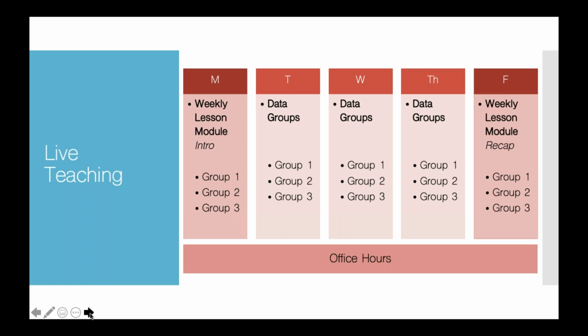Remembering this is just an example, it may or may not work for you, but the three main components that we have put in place here are, number one, establishing a weekly lesson module that would focus on grade level instruction based on your scope and sequence. The second component is really the data groups that you see sandwiched in between here on Tuesday, Wednesday, and Thursday. And then providing some office hours. So let's talk about all of those pieces one by one.